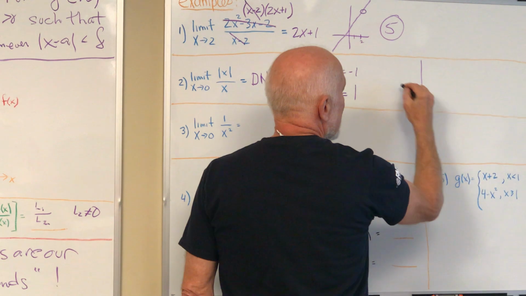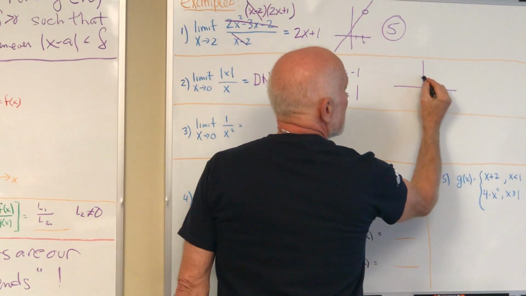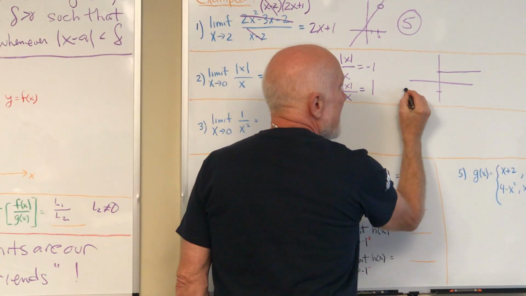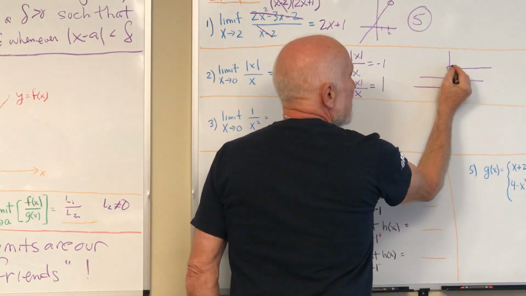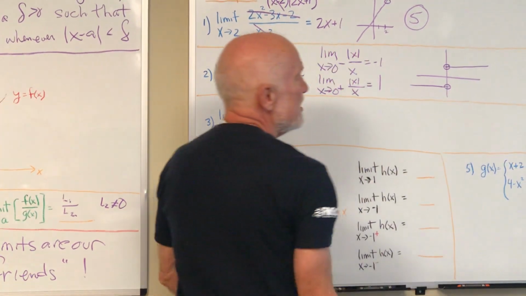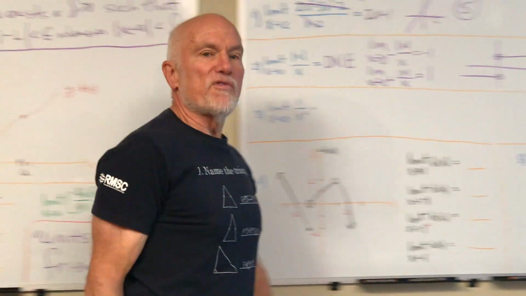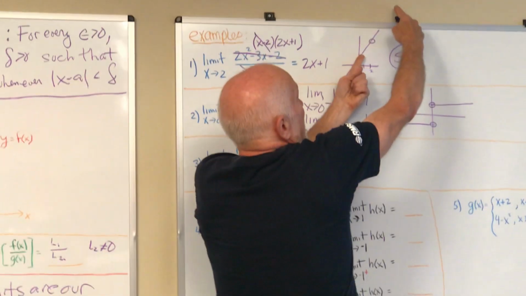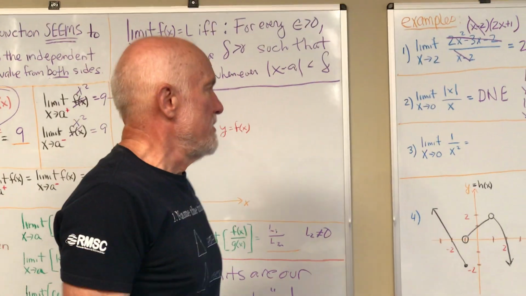And if you were to graph it, this is what it would look like. The function would look like 1 when you're to the right, and it would look like -1 to the left, and there would not be a value at 0. And you can see the limit from the left doesn't equal the limit from the right, so the limit doesn't exist. Whereas this one, the limit from the left does equal the limit from the right.